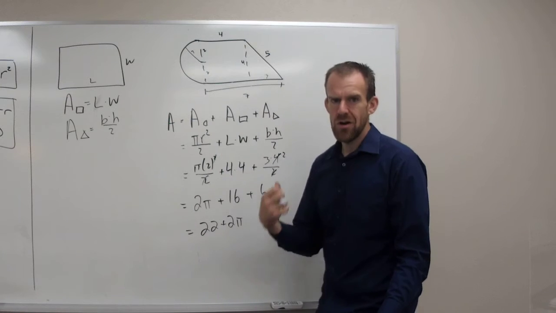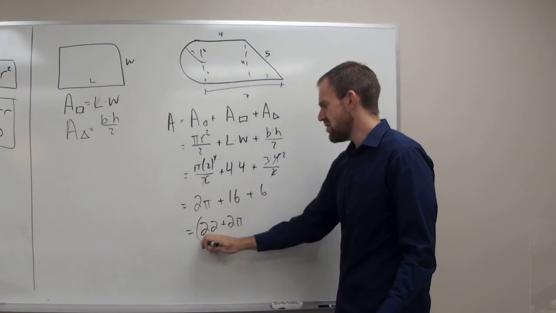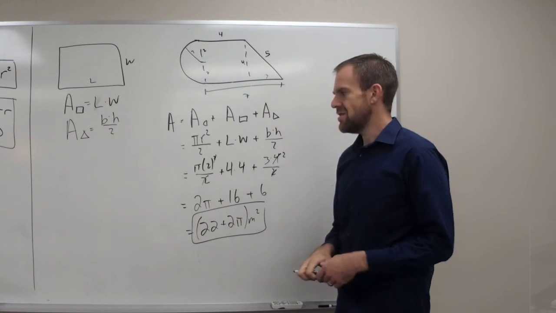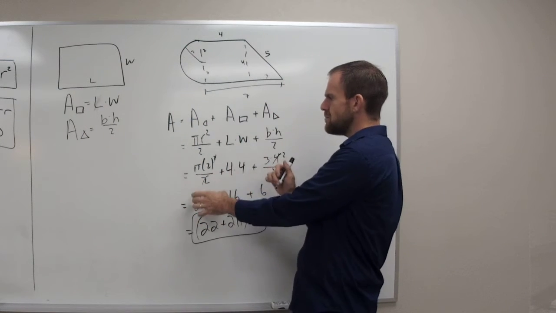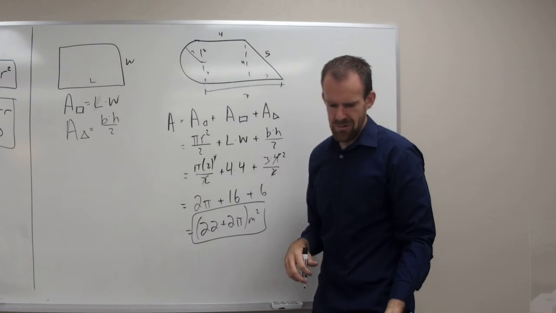Anytime you have area, volume, distance, you must give units. These units are in meters, according to the problem. So this is meters squared. Box your answer. Notice that my equal signs lined up, my plus signs lined up. So each piece, I can tell where it came from on that problem.